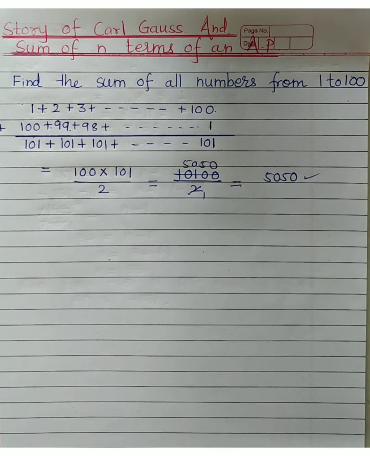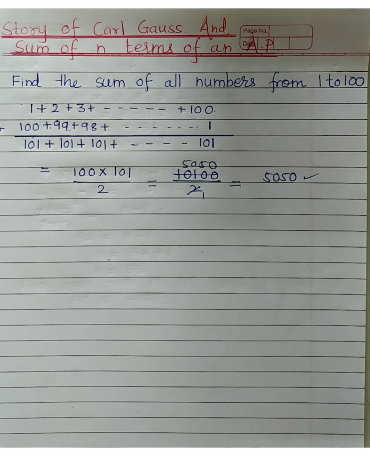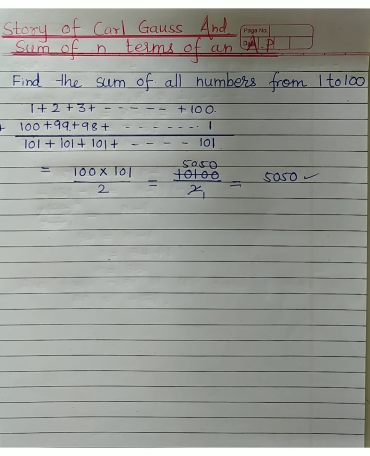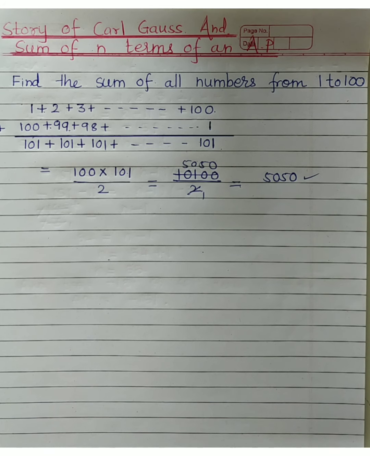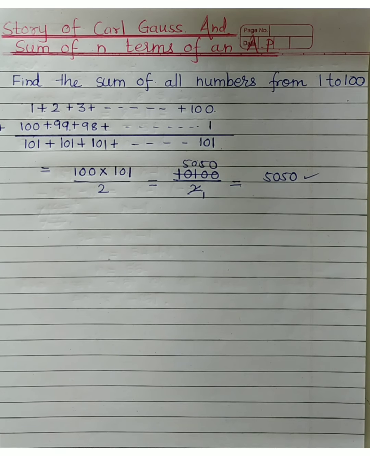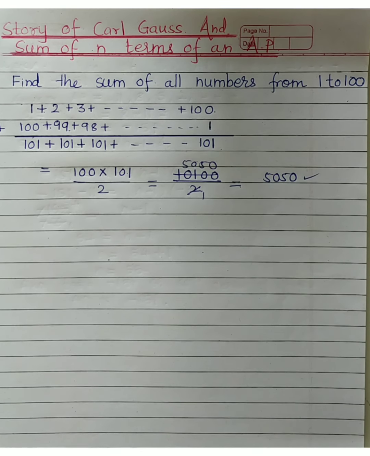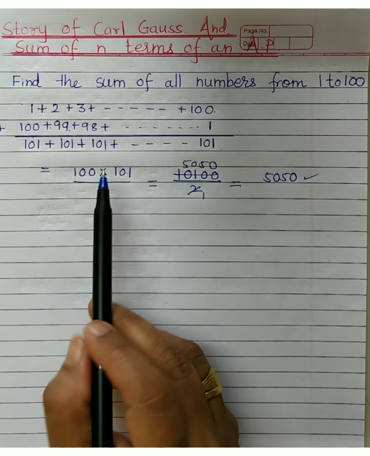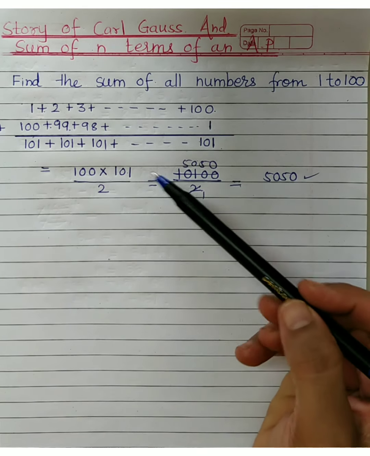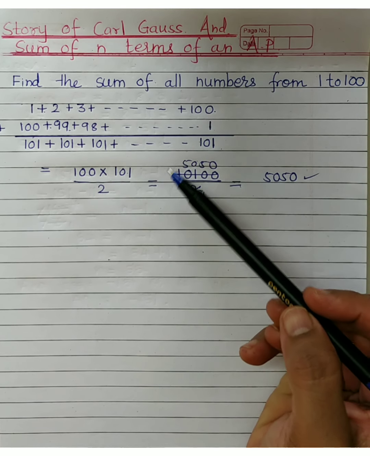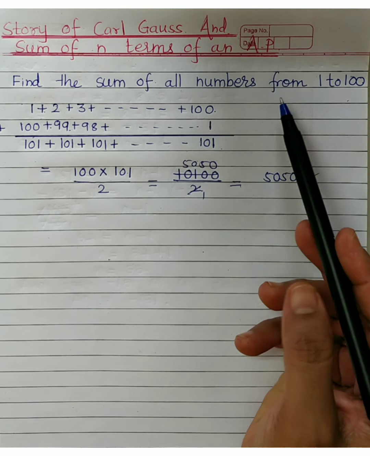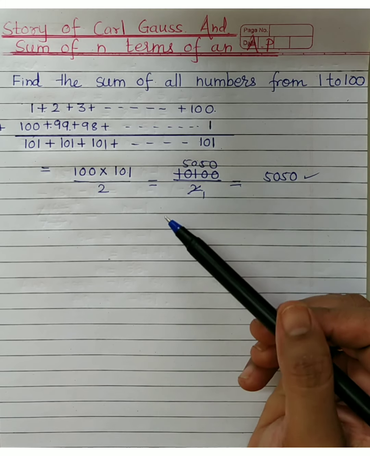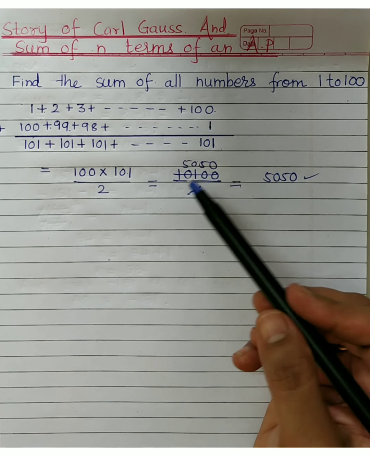5050, which is the correct answer. Okay. So any age, any time, if you think in some different way, you sometimes can invent some great things. Okay, so do try that. Anyways, why I have told you this story: the further part in arithmetic progression, what we are going to study after the nth term formula, is how to find the sum of n terms of a given AP.